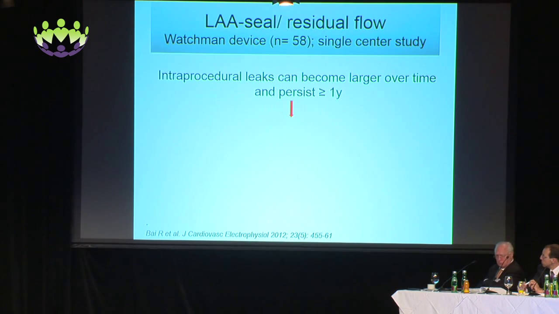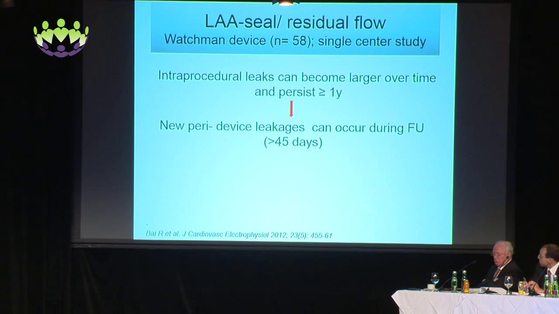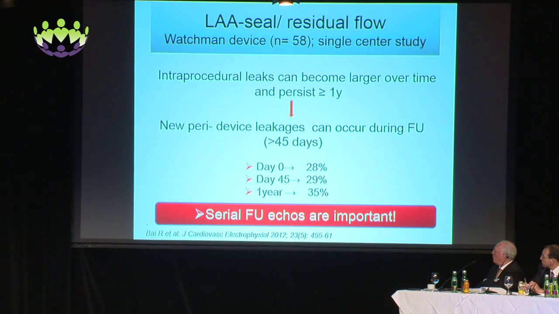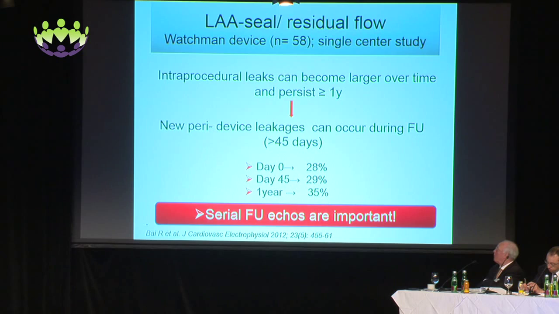What we learned from a small single-center study is that intraprocedural leaks can become larger over time. And we also learned that new peri-device leakages can occur during follow-up, and this means after 45 days. So after a year, we have to expect, at day 0, we have a residual leak rate of 28%. So the study was done with a Watchman device. But after a year, we can expect a peri-device leakage rate of 35%. And this means that our patients definitely need serial follow-ups even longer than a year.